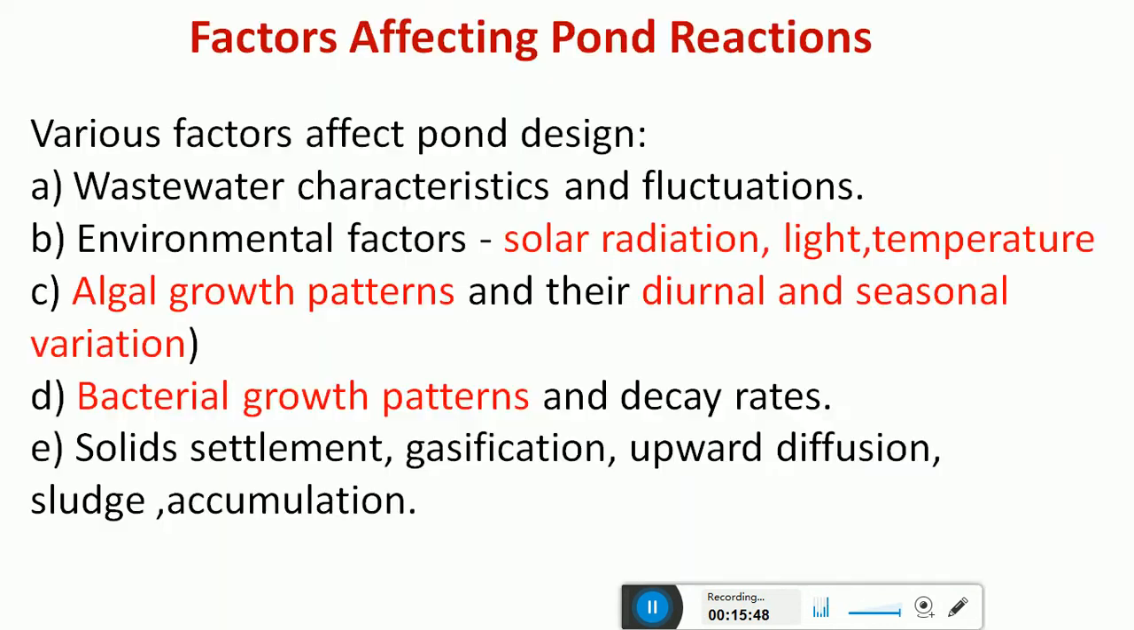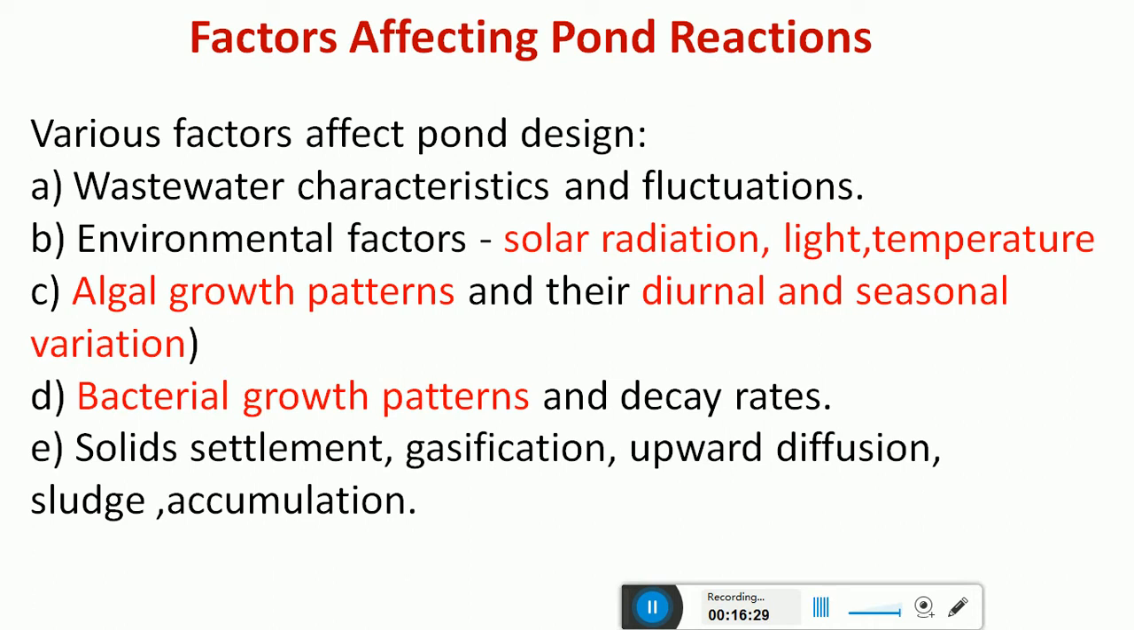What are the factors which affect the pond reactions? It depends on many factors. One among them is the wastewater characteristics and fluctuations. The influent characteristics of the waste include BOD, pH, its chemical composition and the type of organic matter present. It also depends on the solar radiation. That means the algal growth is directly proportional to the solar radiation and light, so the algal growth patterns and their diurnal and seasonal variations matter.